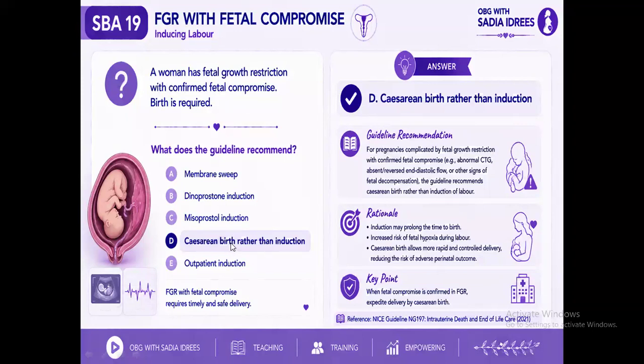Now, this is an important distinction. Please do not leave this question thinking fetal growth restriction means C-section. No. The guideline says, is there a fetal compromise or not? If there's fetal growth restriction without confirmed fetal compromise, induction of labor can be offered when birth is indicated. But if there is confirmed fetal compromise, NICE recommends not inducing labor and offering cesarean birth instead.